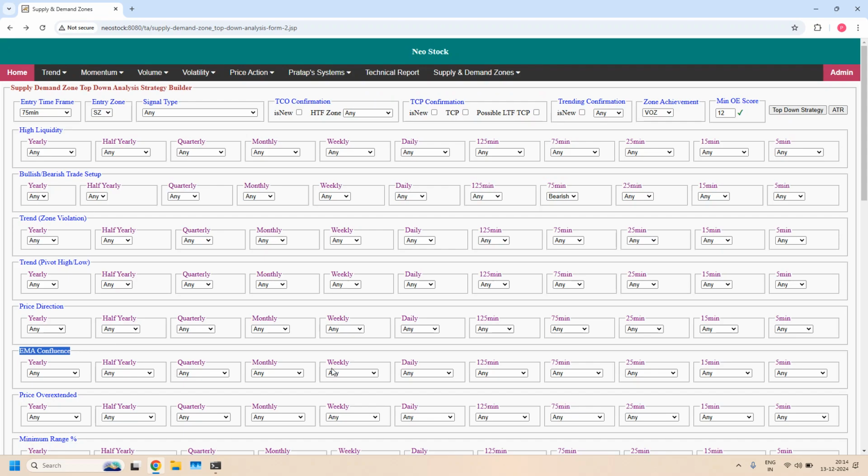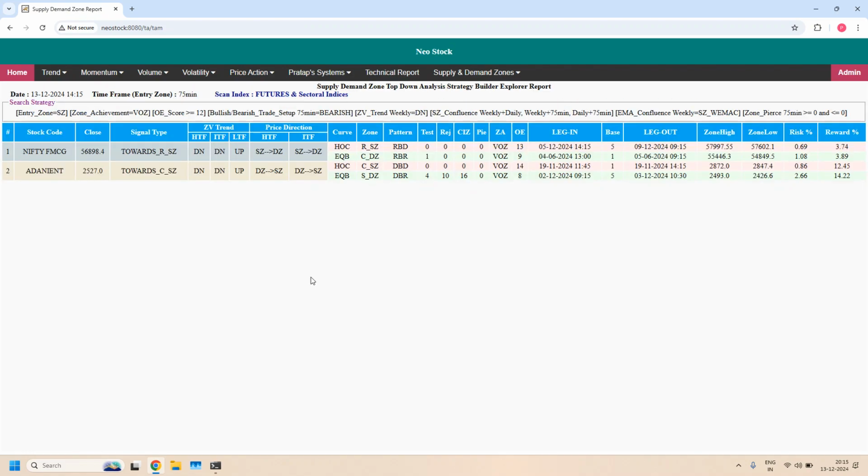In the EMA confluence weekly time frame, weekly supply zone having weekly EMA confluence, the trend at weekly time frame should not be sideways. So it should be downtrend. We got both the zones. So this is about bearish trade setup for weekly income trade. These entry zones are 75 minute supply zones.